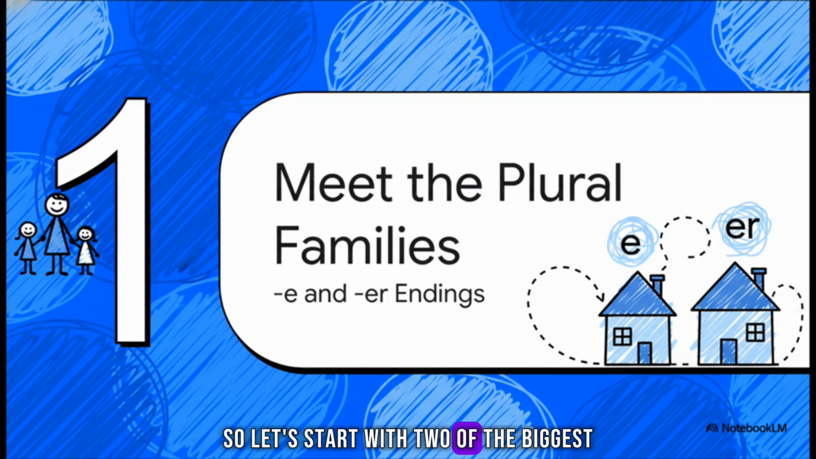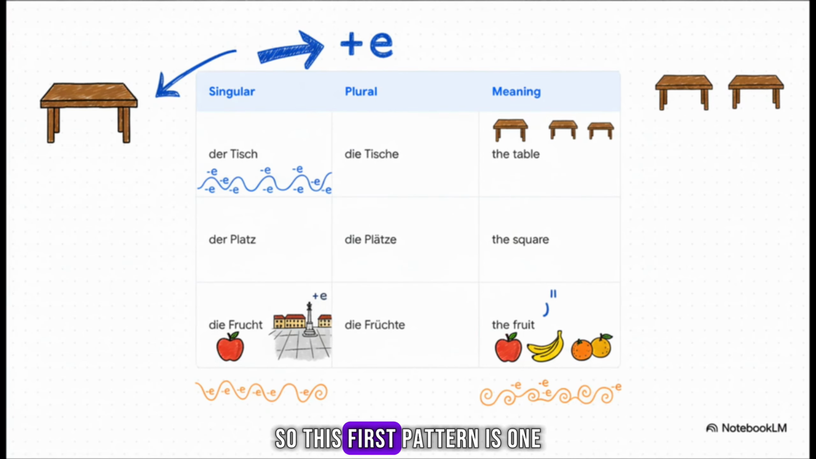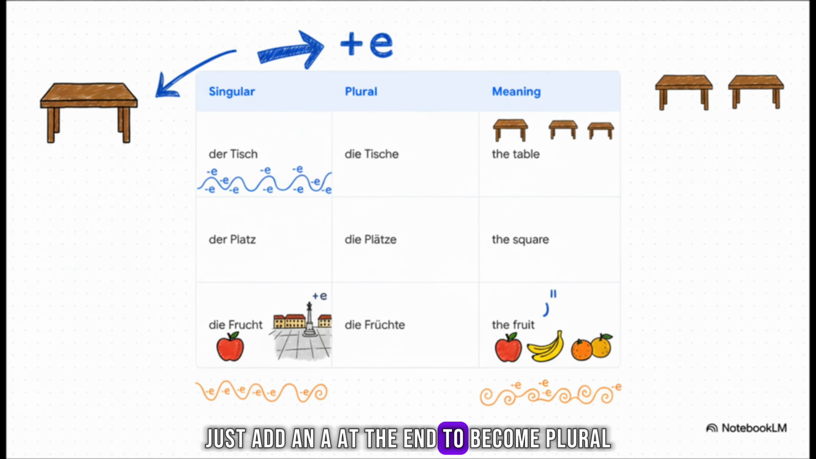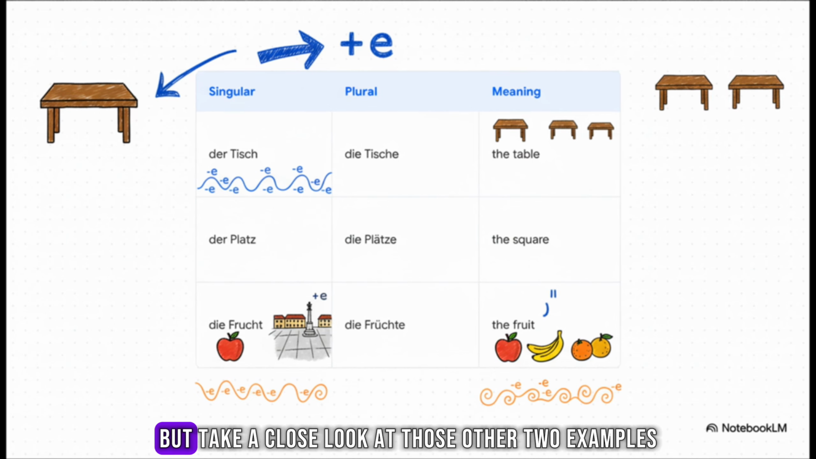So let's start with two of the biggest and most common families, the one that adds an "e" and the one that adds "e" with an umlaut. This first pattern is one you're going to see all the time. A ton of German nouns just add an "e" at the end to become plural. So for example, der Tisch becomes die Tische.